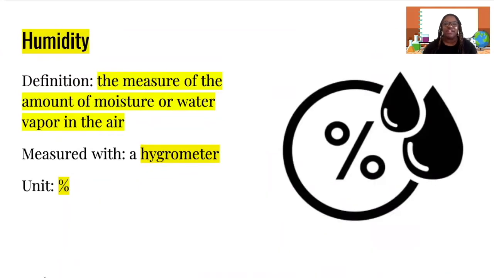The definition of humidity is the measure of the amount of moisture or water vapor in the air. So if you've ever been outside and it felt really sticky, like you're sweating but it doesn't feel like it's actually cooling you off, those are days when it is humid. And this is measured with a hydrometer. All right, and it's measured in percent. So if there's 50% humidity, that means the air is holding 50% of what it is able to hold of moisture.